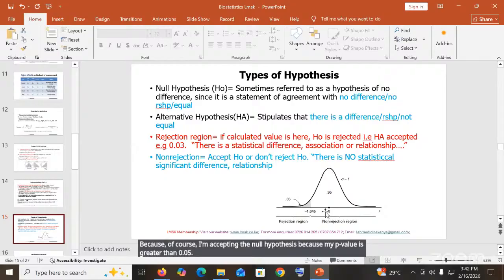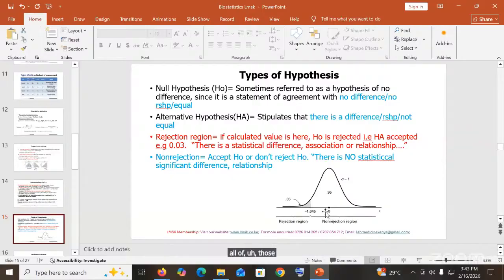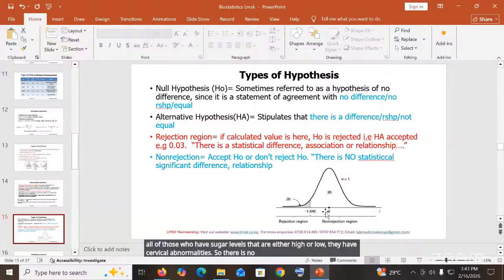So I'll accept the null hypothesis, which says there is no difference, meaning that it doesn't matter your HbA1c or your sugar levels. All of those who have sugar levels that are either high or low, they have cervical abnormalities. So there is no relationship between controlled sugars and those who have not controlled sugars, giving, for example, a prediction on if they can have a cervical abnormality.